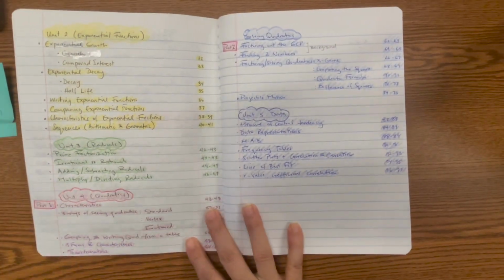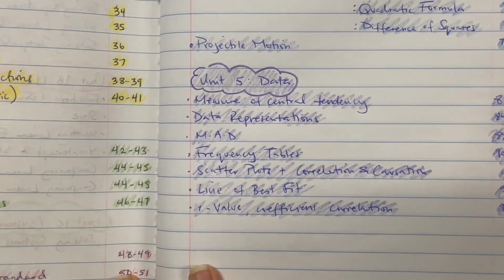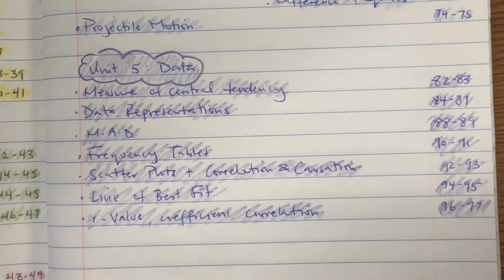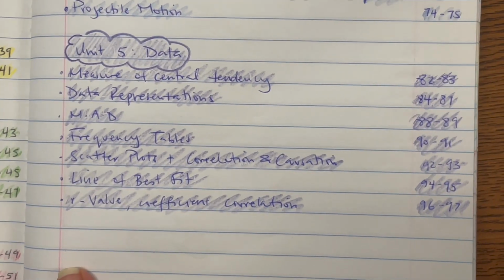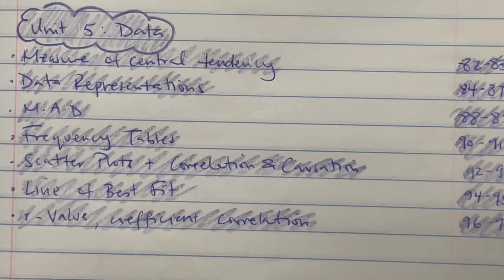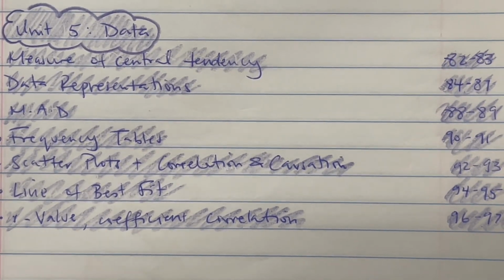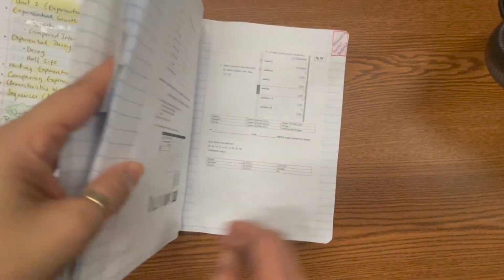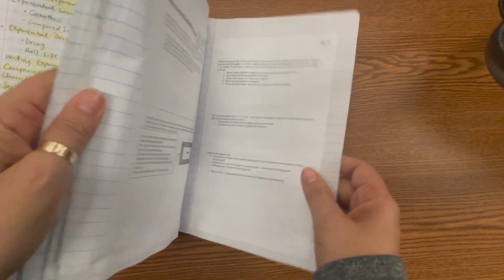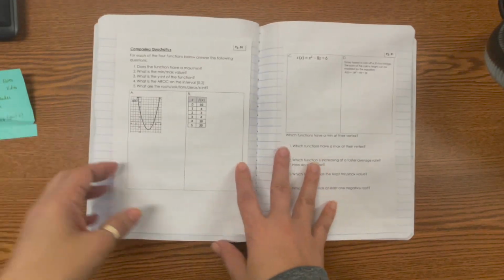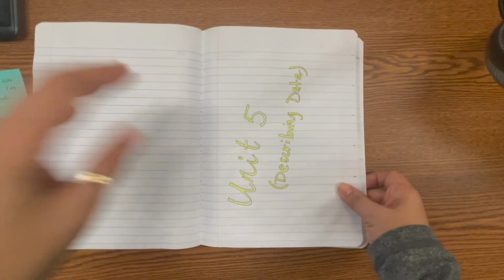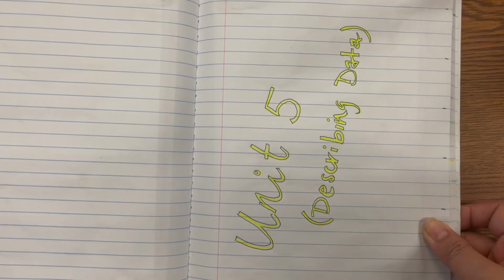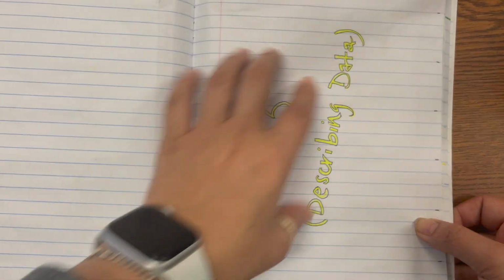All right, so we're going to look at Unit 5 data. Go ahead and copy the table of contents. All right, as always, cut your paper in half. All right, make your cover page. So Unit 5, describing data.